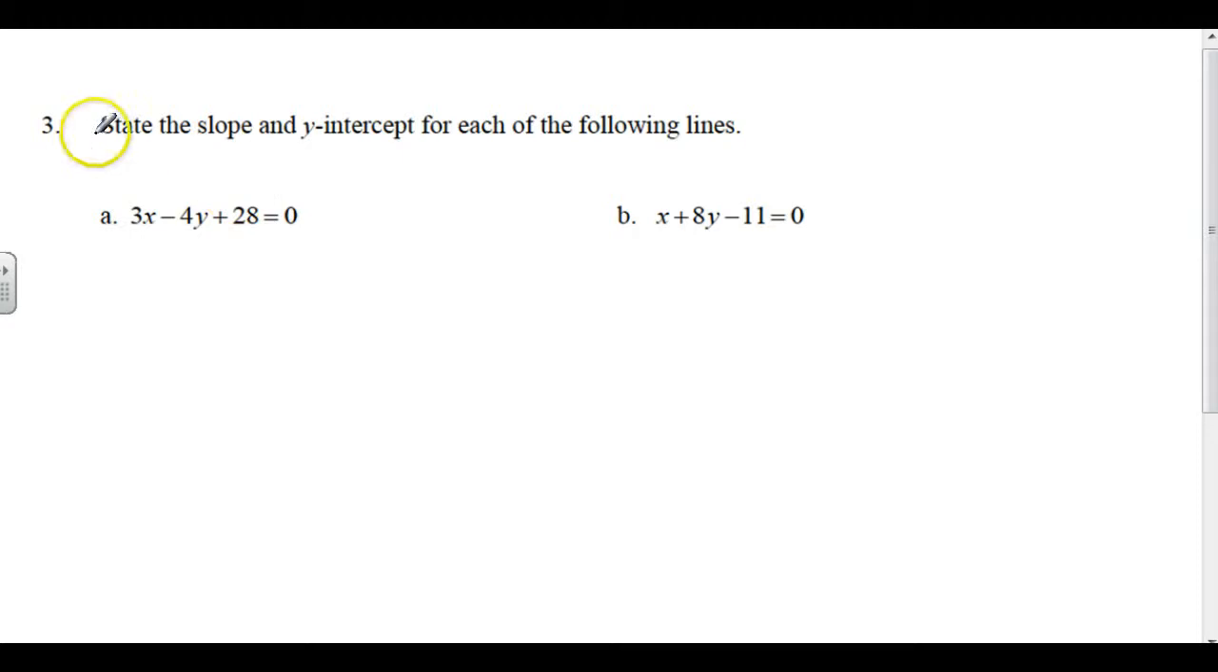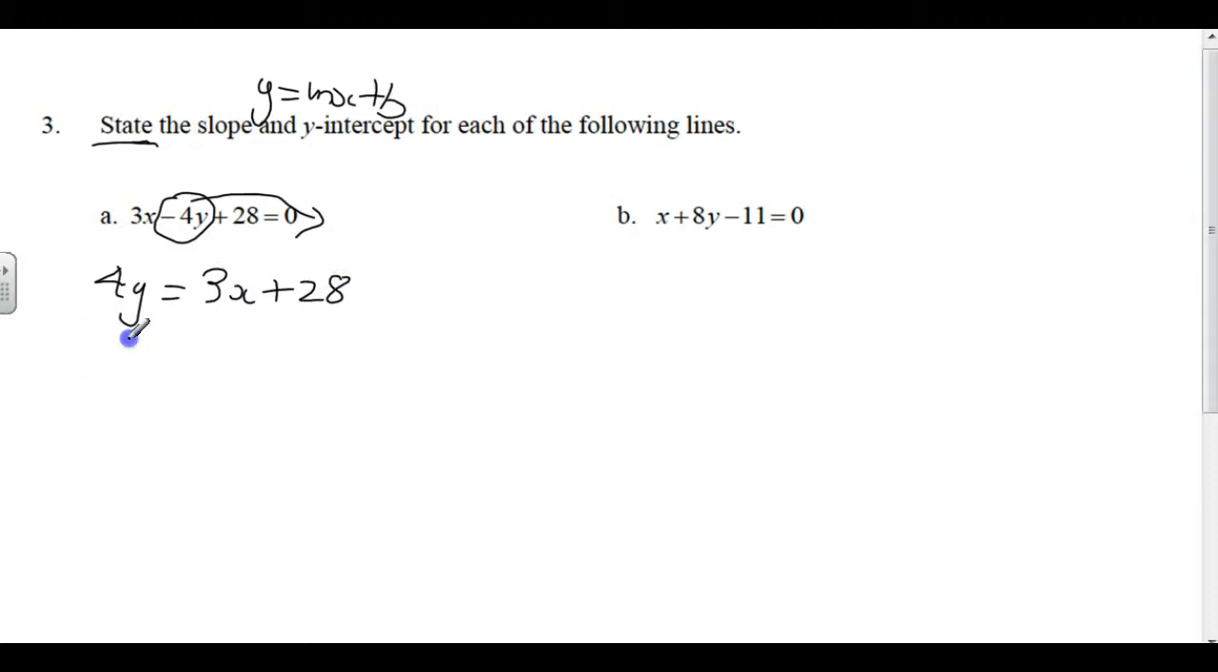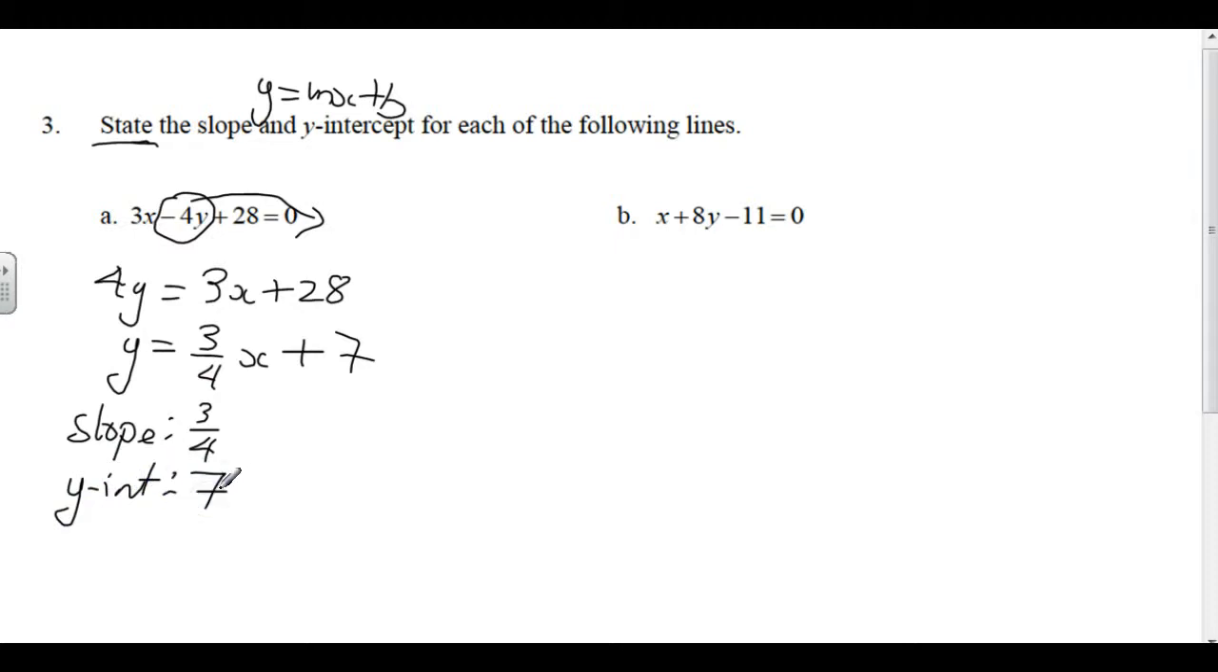And one more example. State, which means you don't have to show work, but you should still be doing some work to get this. So state the slope and y-intercept for each of the following lines. Best way is to obviously go into slope y-intercept form. Since I have a negative y, I'm going to move that over and get 4y. This side remains undisturbed, so it's 3x plus 28. So y is equal to 3/4 x plus 7. So the slope, and we're stating, right, is 3/4, and the y-intercept is 7.